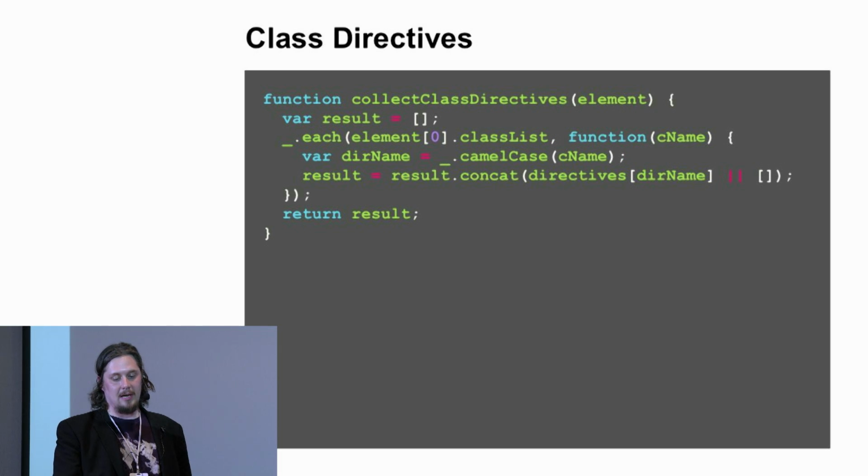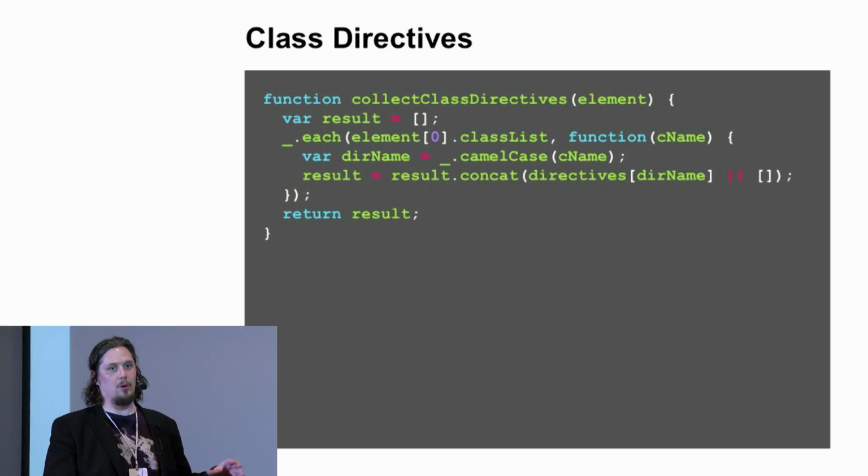And thirdly, for CSS classes, we do the same thing essentially. We get the DOM class list of that element, which gives us a collection of all the CSS class names that are present on that element. Camel case each one, find from the directive storage the directives with that name, and return a combined result. And once we're done with all of that, we have this one big array of directives that match with any of these three strategies.